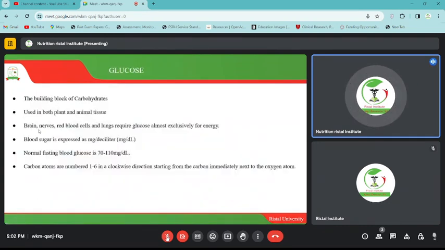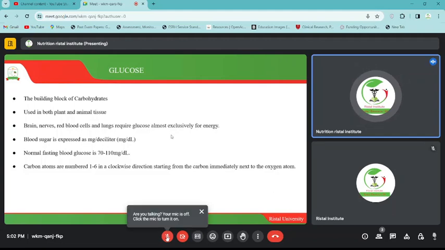To start with some of these monosaccharides, one is glucose. Glucose is the building block of carbohydrates. Most carbohydrates are built from glucose, and they are used in both plant and animal tissues. We know very well it is the primary source of energy for all living cells, including the brain, the nerves, the red blood cells, and the lungs. All of these require glucose extensively for energy. So for your brain or nerve cells, red blood cells or the lungs to function, including all other cells in the body, they really need glucose to be available for use.